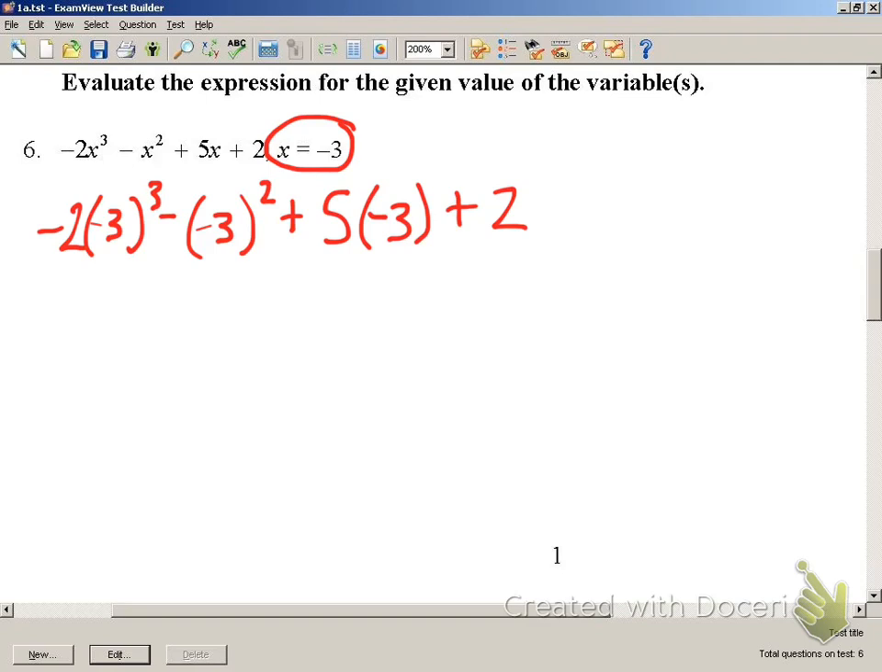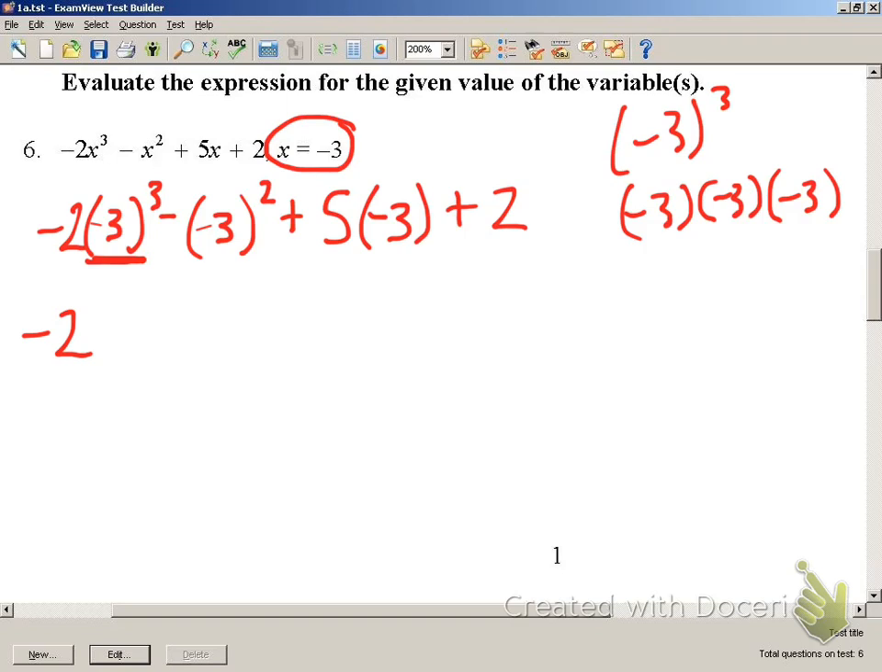And we follow our order of operations. So I'm going to say a negative 3 to the third power first. I don't multiply. I have to raise it to that third power first. So remember, if you don't remember, negative 3 to the third over to the side is negative 3 times negative 3 times negative 3, which gives us a negative 27 minus negative 3 squared is 9.